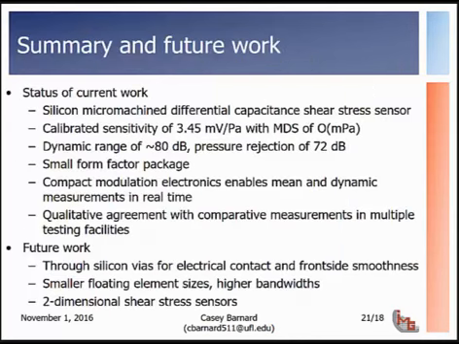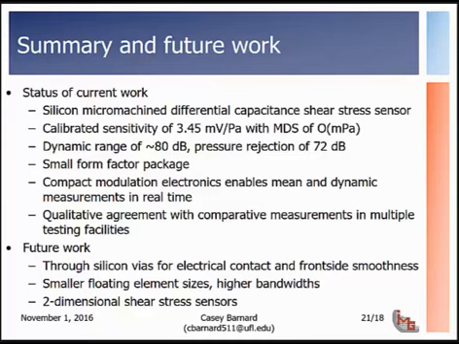So, in summary, we've been working on a silicon micromachined differential capacitive shear stress sensor. We have a calibrated sensitivity of roughly 3.5 millivolt or 5 millivolt per Pascal. Dynamic range has been calibrated up to 80 dB. It, in theory, is much higher, but we don't have a calibration rig to kind of test the nonlinear upper limit. Our pressure rejection has been calibrated at 72 dB. It's a nice small form factor with a compact integrated circuit, and we have good qualitative agreement with comparative measurements in multiple facilities by now.